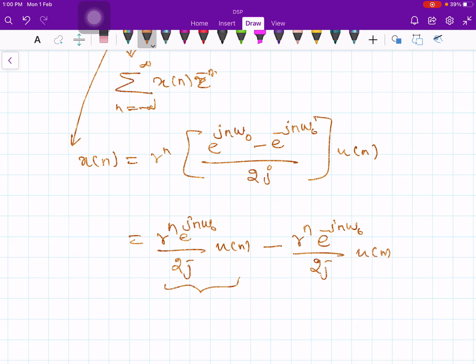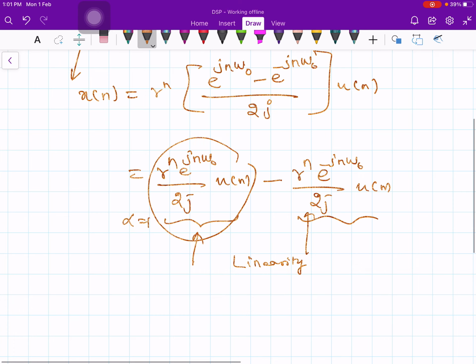Now I have a summation of two sequences, and we know how to find the Z transform of these. Very easy, right? We know the standard formula, and you can use it and find the answer. We can calculate the Z transform of each easily, and then sum them up. This is how we can find the Z transform of a given sequence using the properties. Here we are using the linearity property. Let's say alpha is equal to 1 and beta is equal to minus 1, and this one is g of n and this one is h of n.